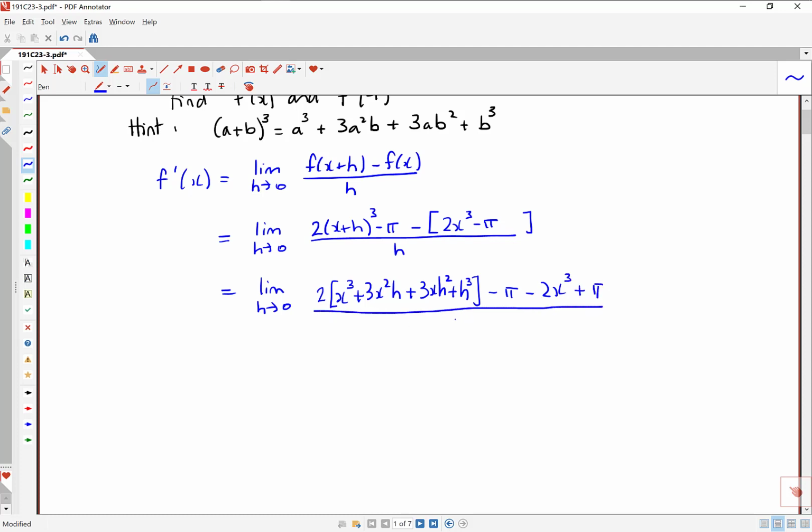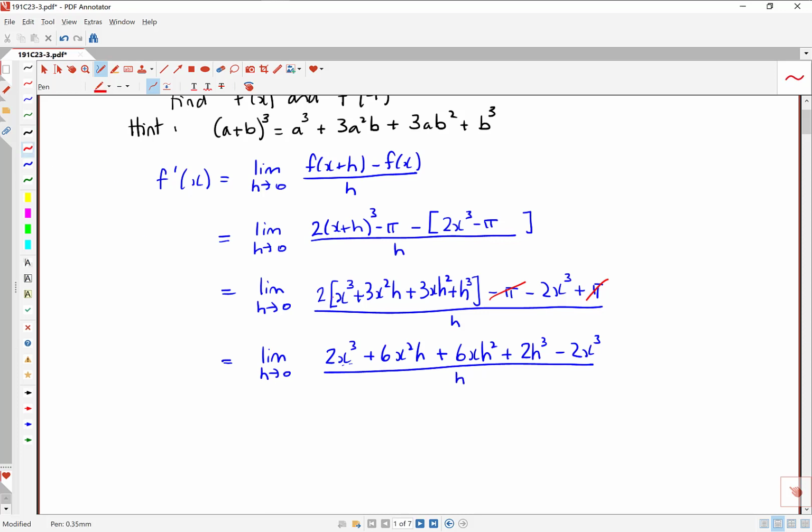And that's all over h. Great, so already we've got a little bit of cancellation here. You can see the minus pi and the plus pi will cancel. Next thing we're going to do is just distribute that 2, and then we'll start to get quite a bit of cancellation and cleaning up that can be done. So we'll have 2x cubed plus 6x squared h plus 6xh squared plus 2h cubed, and that's still minus 2x cubed, and then all over h.